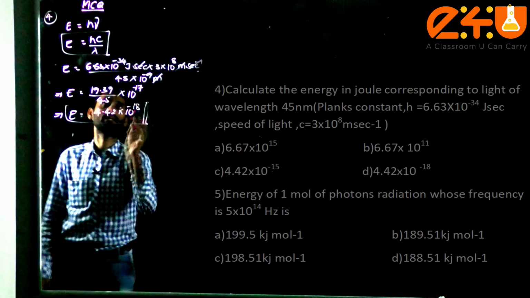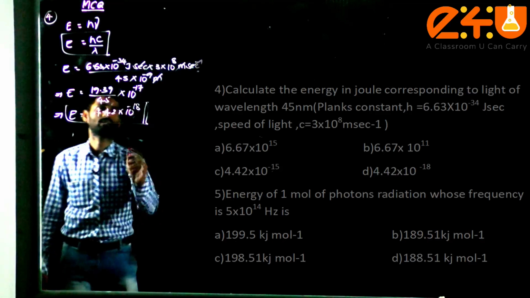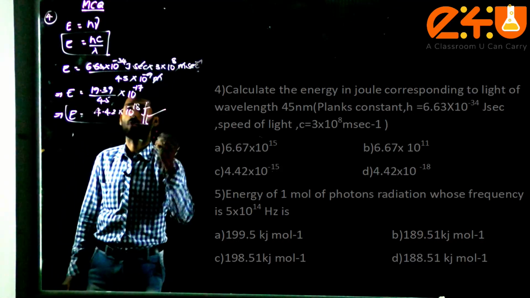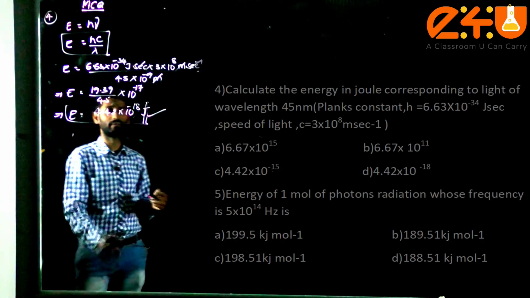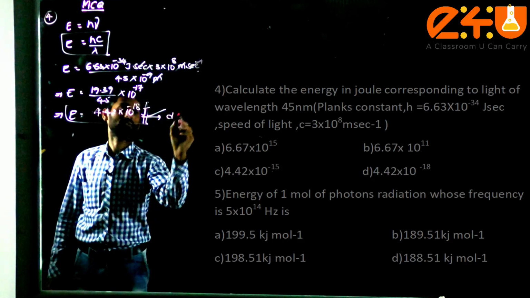This is the energy in joule corresponding to the light of that wavelength, in terms of joules. What is the option here? 4.42 into 10 power minus 18 joule. That is option number D.